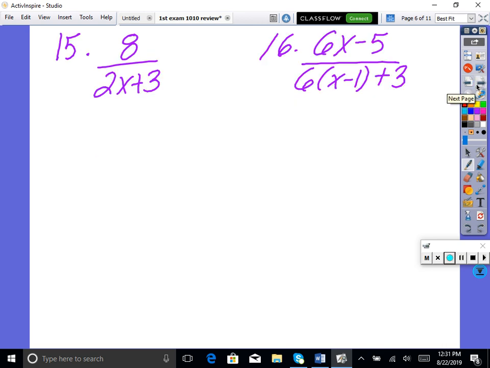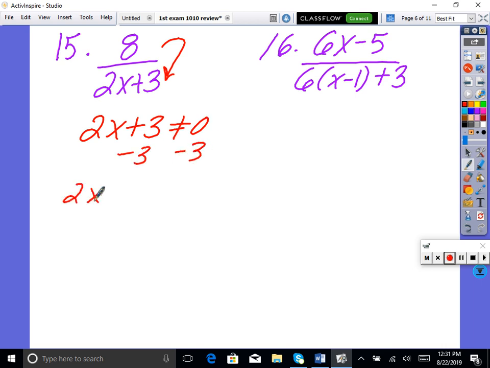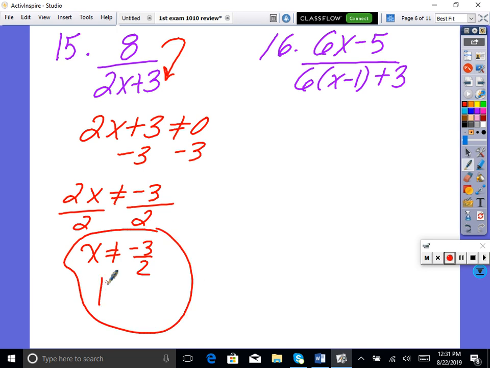All right, number 15 says state the domain. Remember, the denominator cannot be 0. So our true statement is 2x plus 3 cannot be 0. Solve for x. 2x cannot be negative 3. X cannot be negative 3/2. So make sure you say all real numbers, just x cannot be negative 3/2.